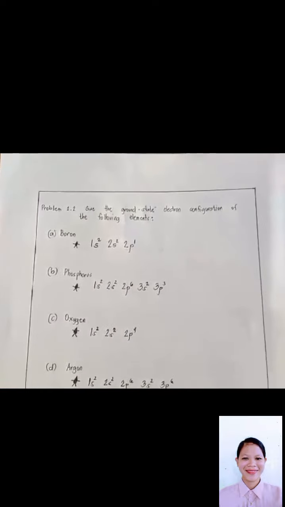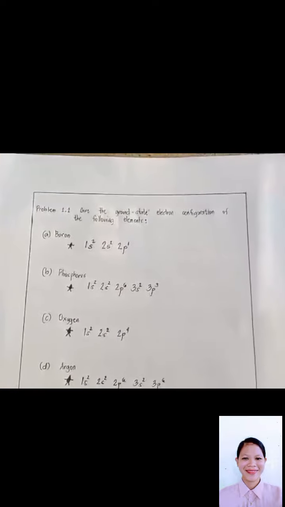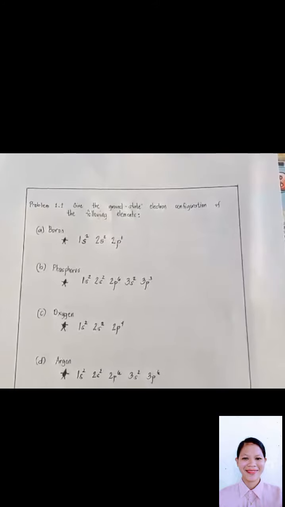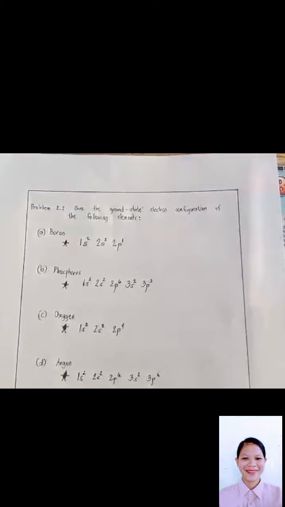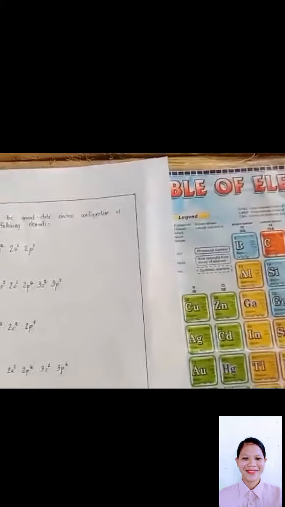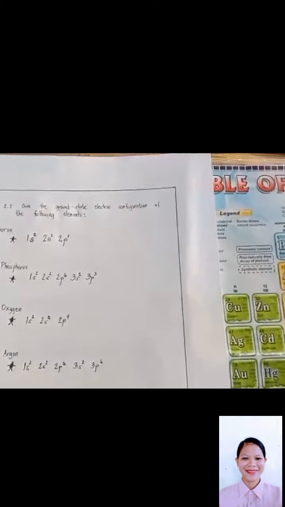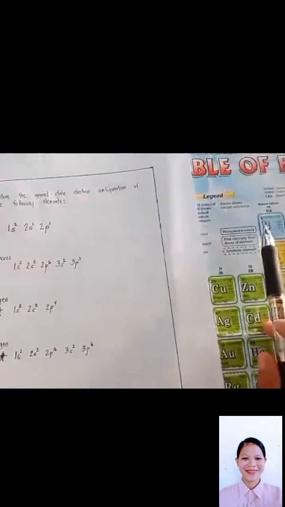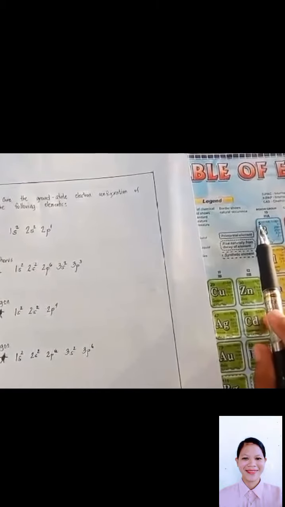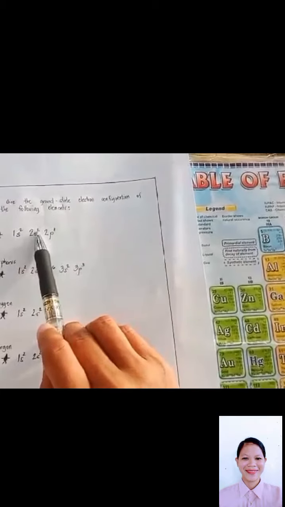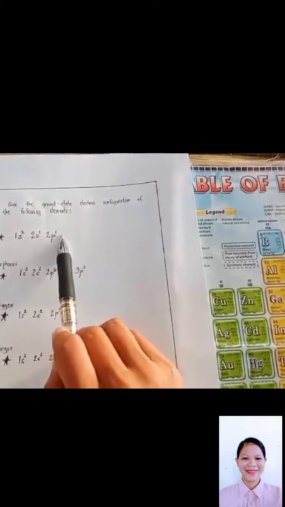Problem 1.2. Give the ground state electron configuration of the following elements. First, boron. The answer is 1s2, 2s2, 2p1. Because the atomic number of boron is 5. So, 2 plus 2 equals 4, plus 1 is equal to 5.